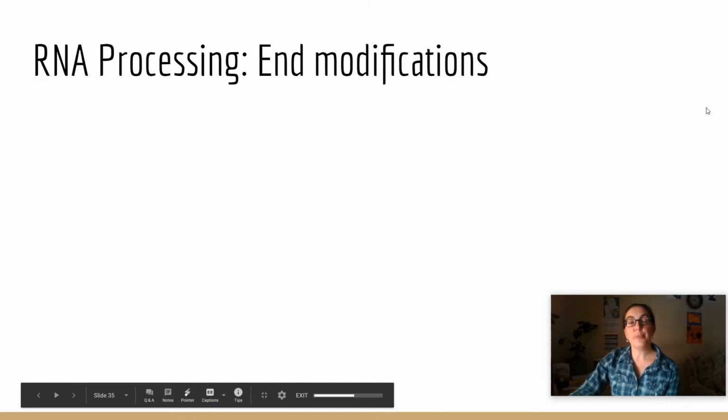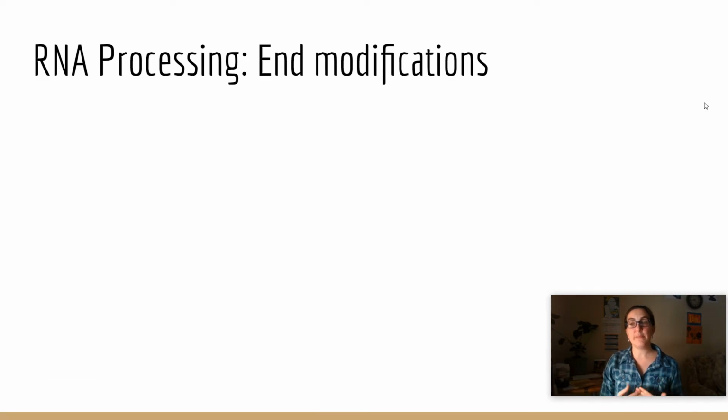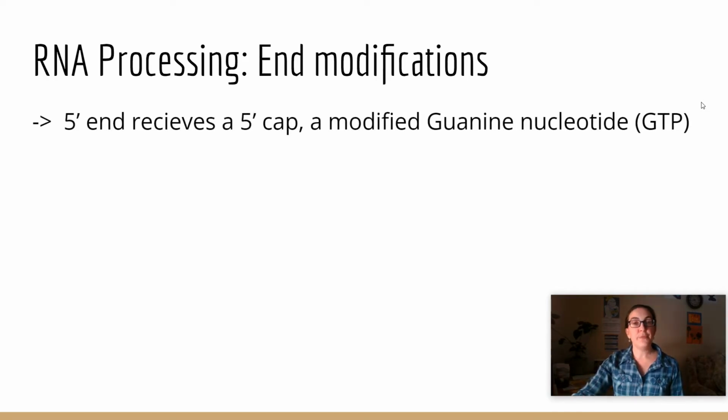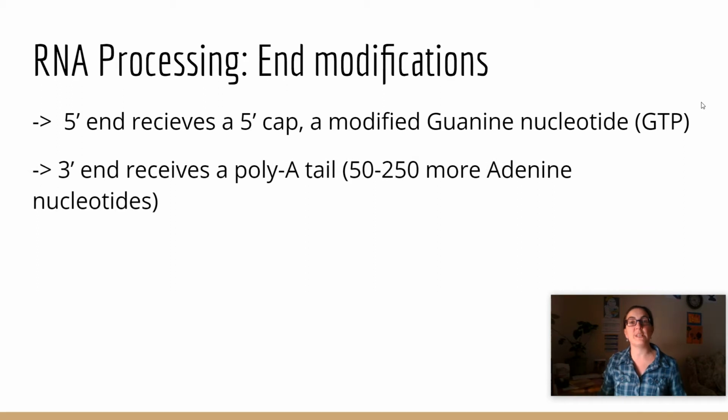So once the primary transcript, or that pre-mRNA, has been made, it needs some modifications before it can exit the nucleus and head out to a ribosome. So it's not quite finished. The 5' end of the messenger RNA receives what's called a 5' cap. It's a modified guanine nucleotide, guanine triphosphate, so GTP, that we're going to put on the 5' end, and the 3' end receives a poly A tail, which is actually 50 to 250 more adenine nucleotides tagged onto the 3' end.